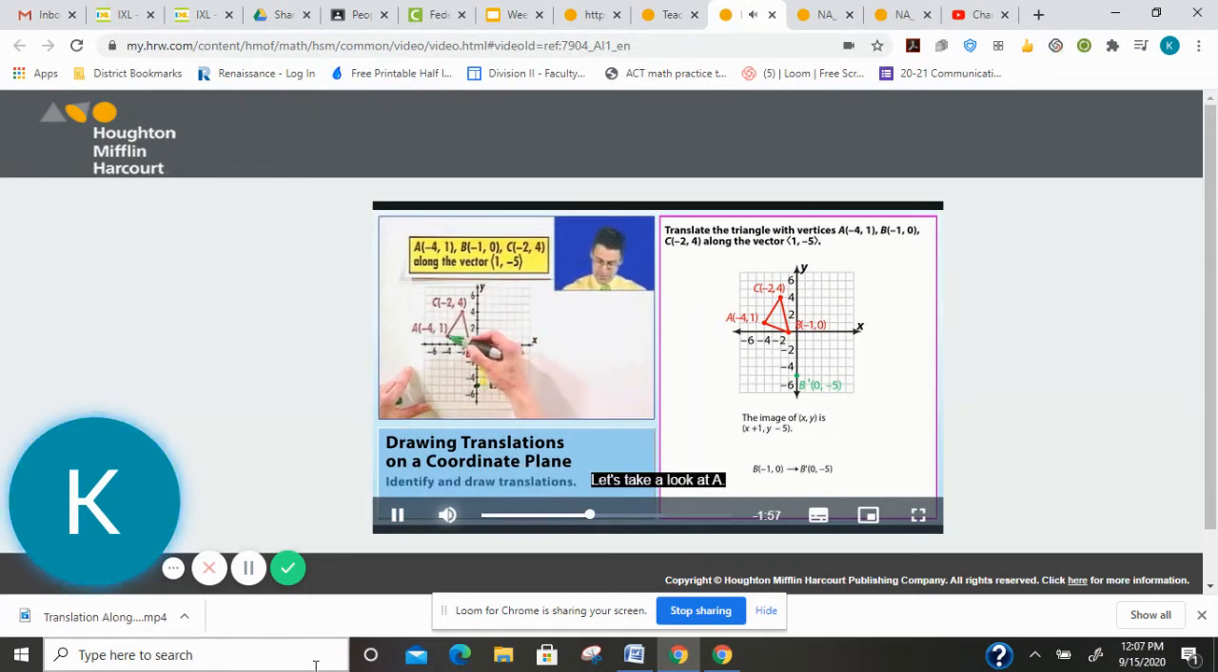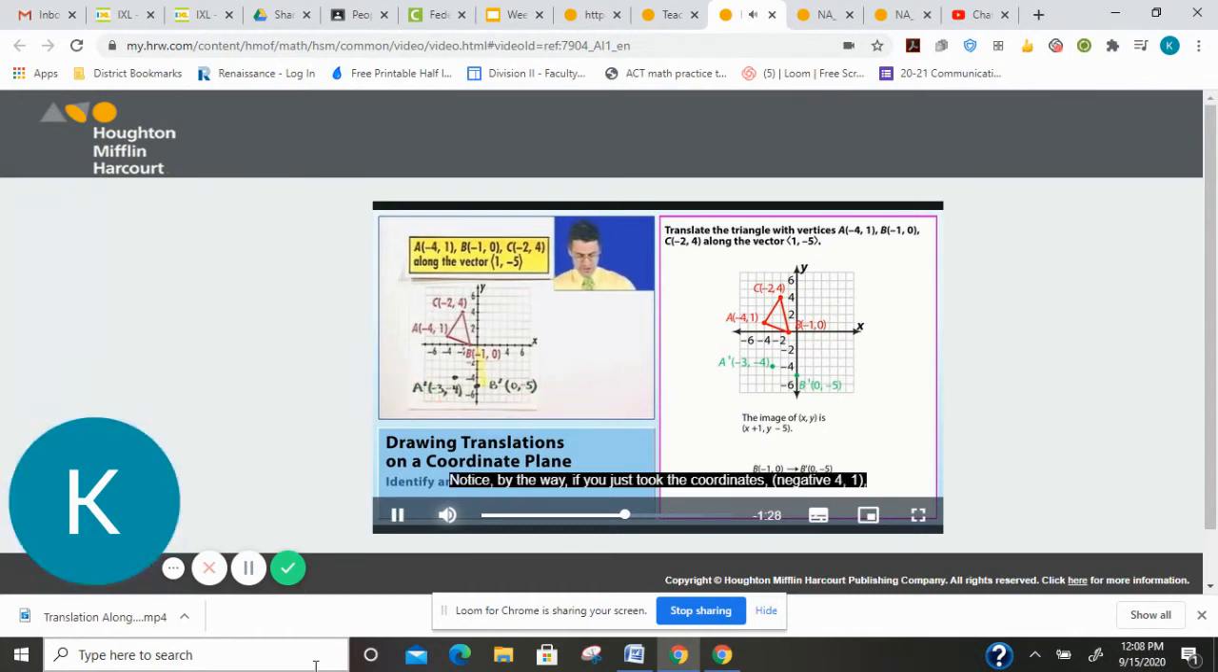Let's take a look at A. We move 1 over, and 5 down. 1, 2, 3, 4, 5. And so this point right here, A prime, has coordinates -3, comma, -4, whereas B prime has coordinates 0, comma, -5.